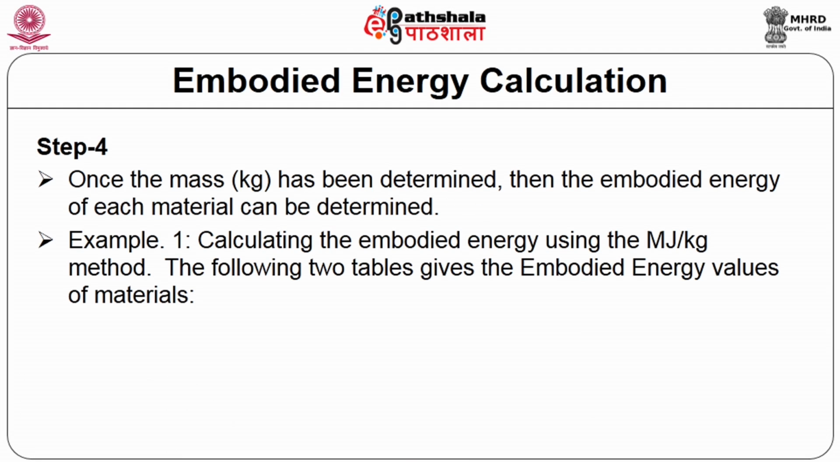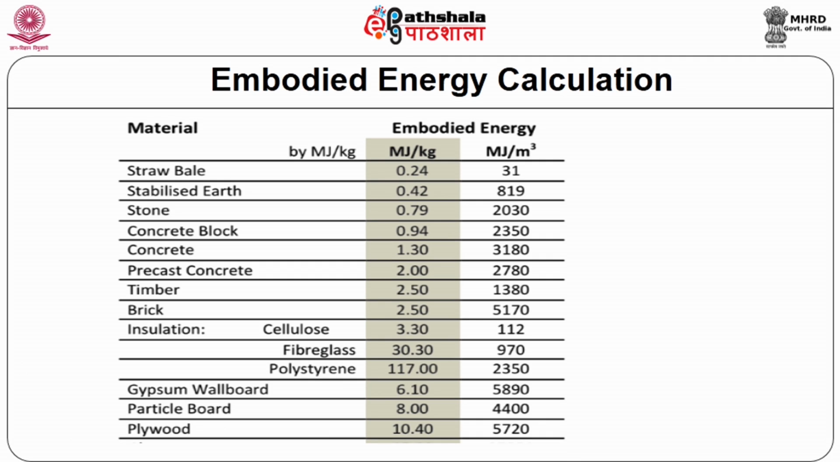The next step after the 3 steps is step 4. Since we know that there are 2 methods of calculating embodied energy, once you know the mass, let us start with the calculation of energy using the megajoules per kg method. The following 2 tables give you the embodied energy values of the materials. We know what the density is and what materials we are using, but we need to know the PER value of each material. So we use this table, which has been provided to you for simplification.